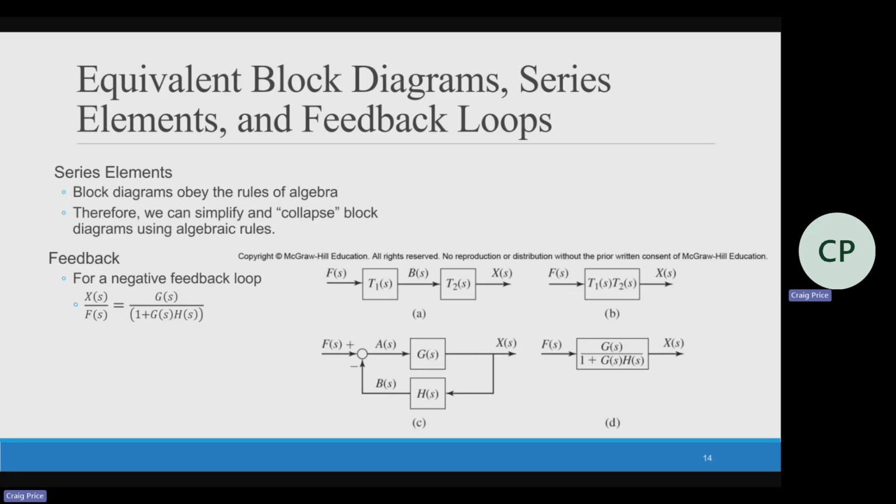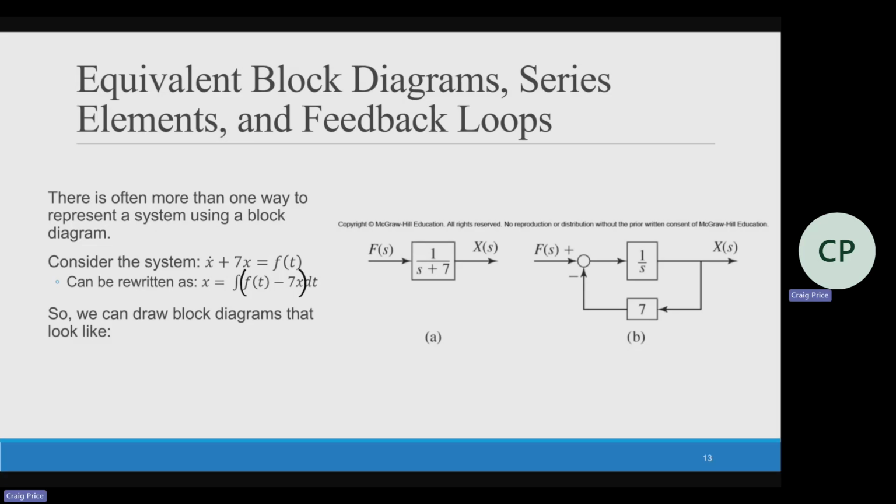Now this one's a little more complicated. I have a force coming in with a negative feedback loop. That goes through a transfer function, gives me my output. So we can take this and, instead of that complicated diagram, if I want to just combine it all into one transfer function, it is possible. That kind of looks like, if I go back a slide, I've got that negative feedback loop. So that's kind of what's going on within a transfer function.